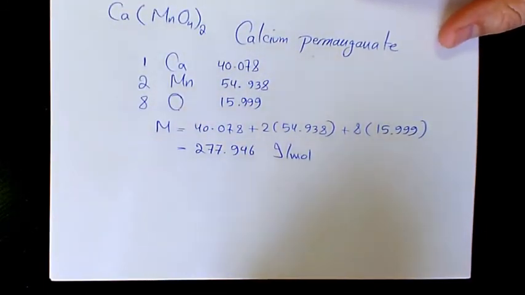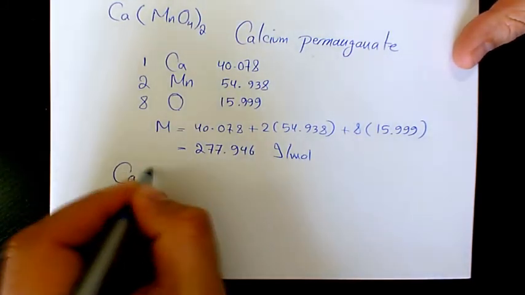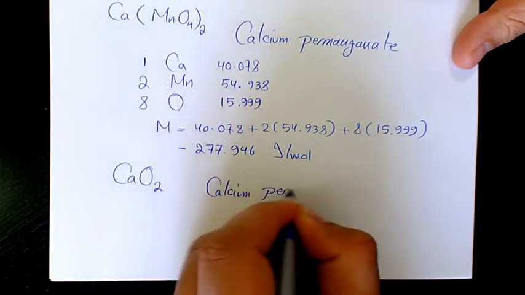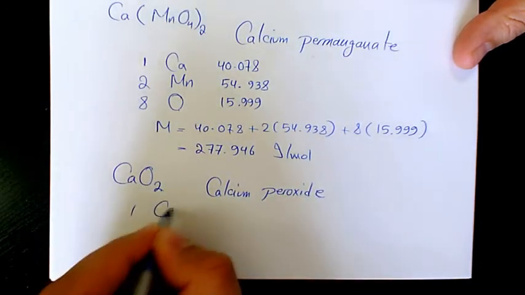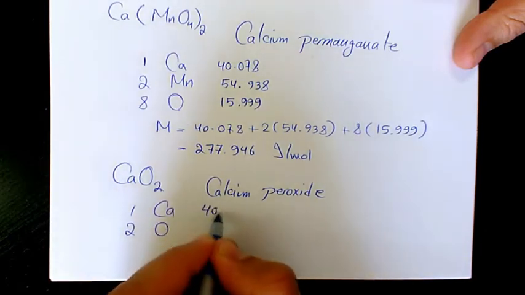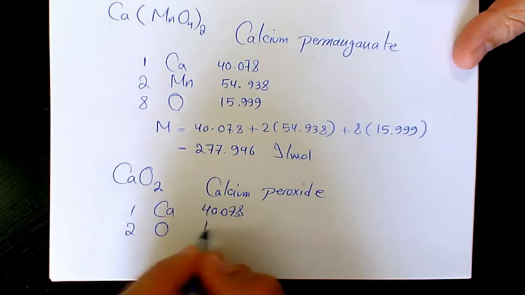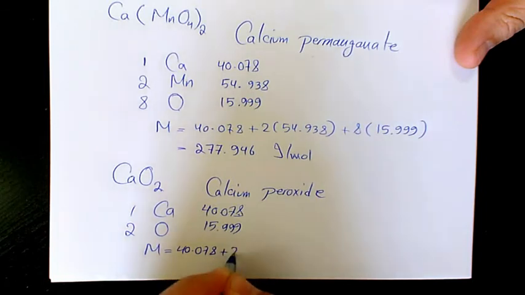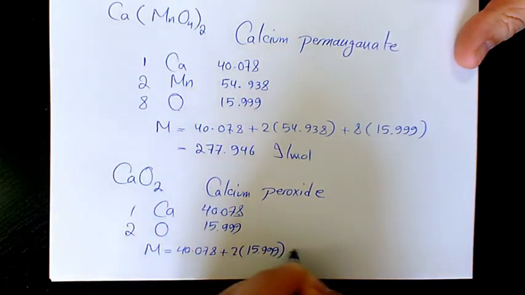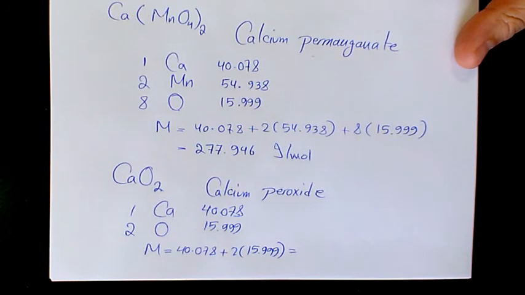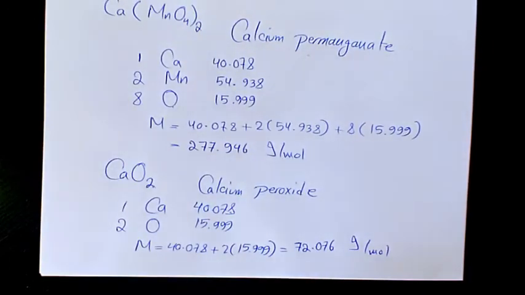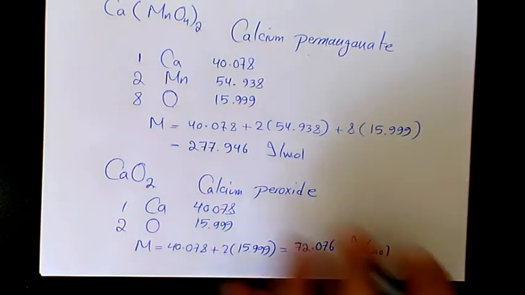Next one is calcium peroxide, CaO2. Calcium peroxide. It's going to be 1 atom of calcium, 2 atoms of oxygen. It's going to be 40.078. That's 15.999. Molar mass is going to be 40.078 plus 2 times 15.999. That's 72.076 grams per mole. That's the molar mass of calcium peroxide.